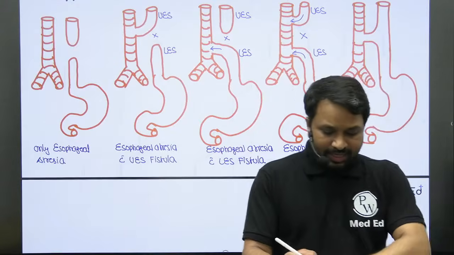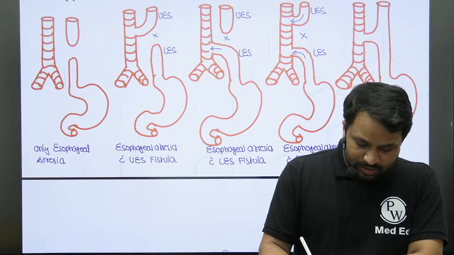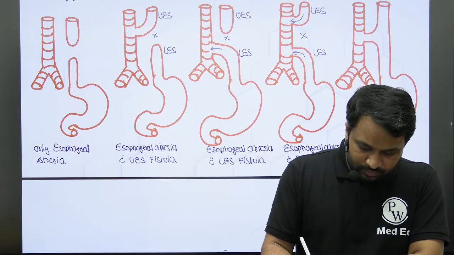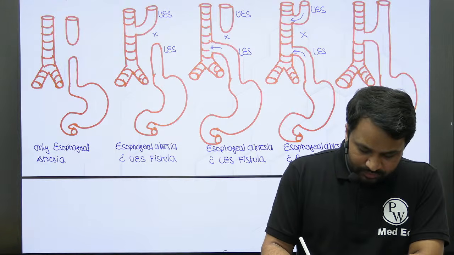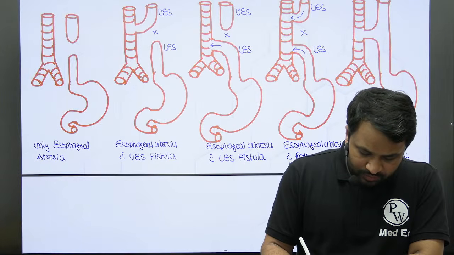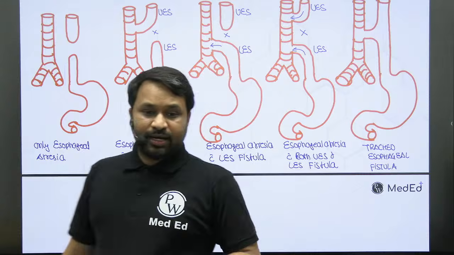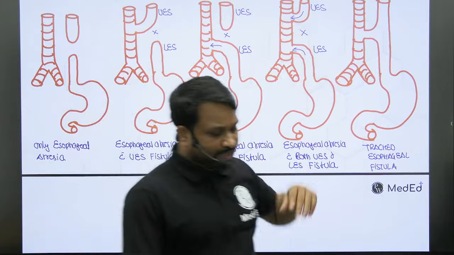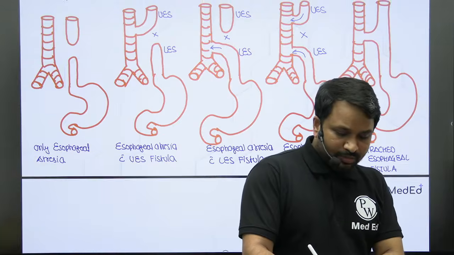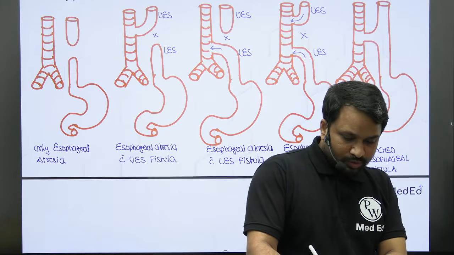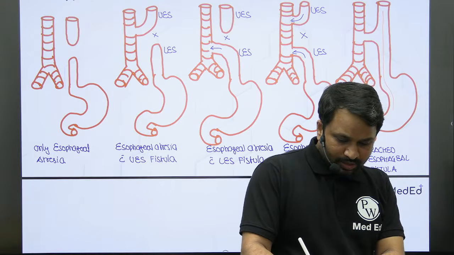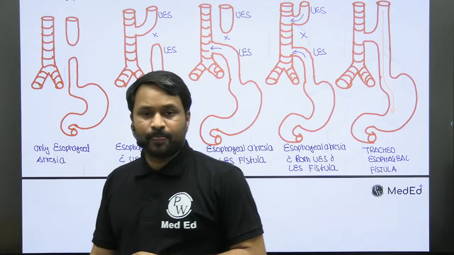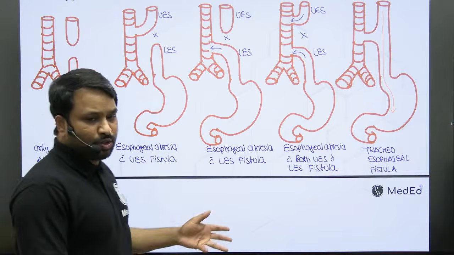The H variety is only a tracheoesophageal fistula, right? So here it is a pure fistula form. You will see only the fistulous presentation. There is no atresia. When the baby is going to drink milk, the milk is going to go straight down, right? So there is no atresia per se.